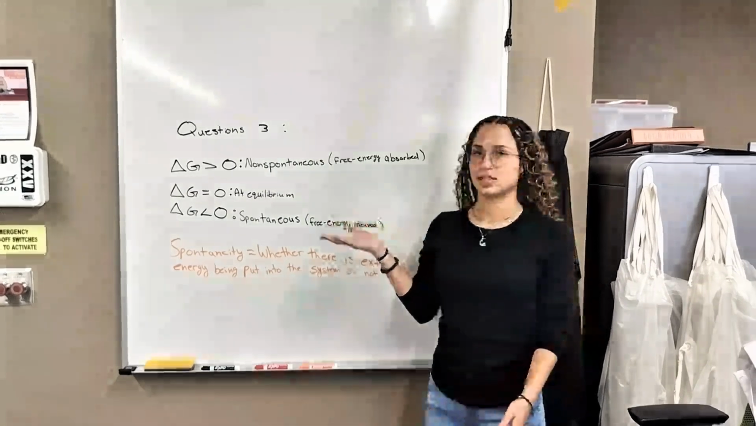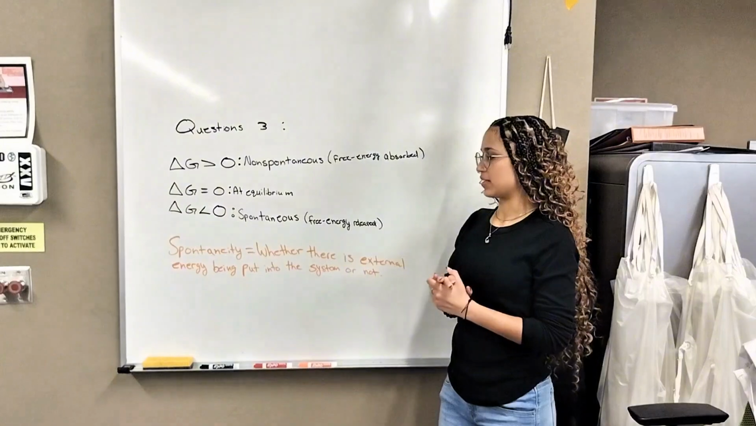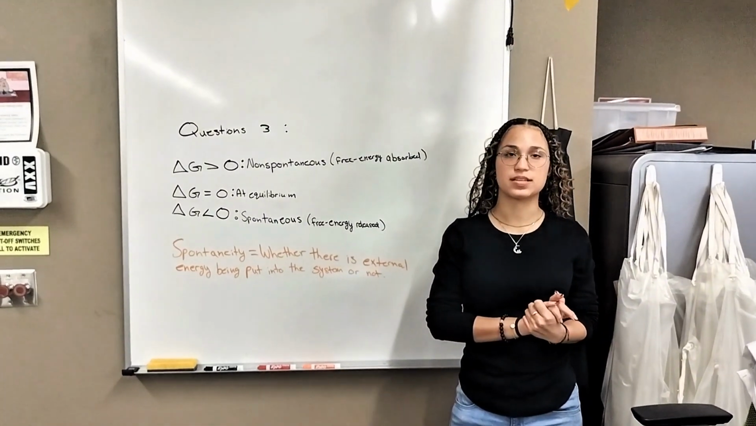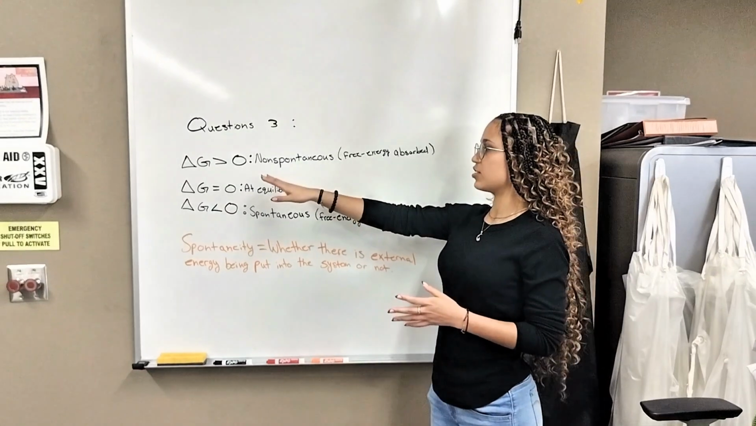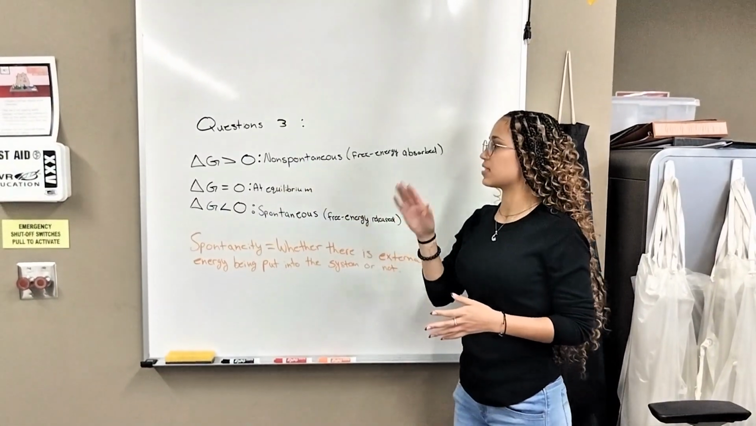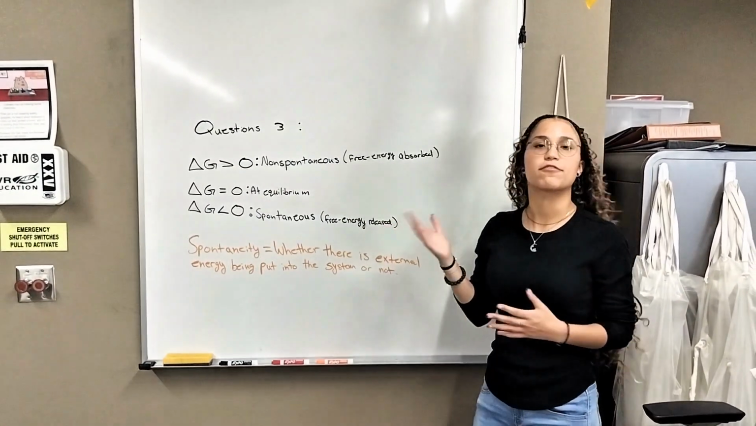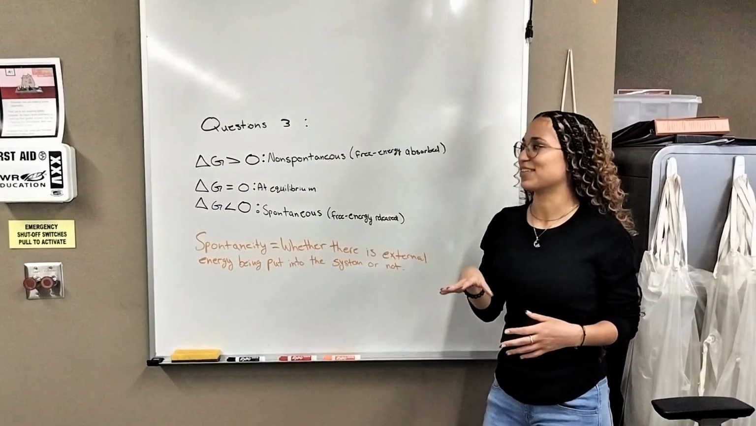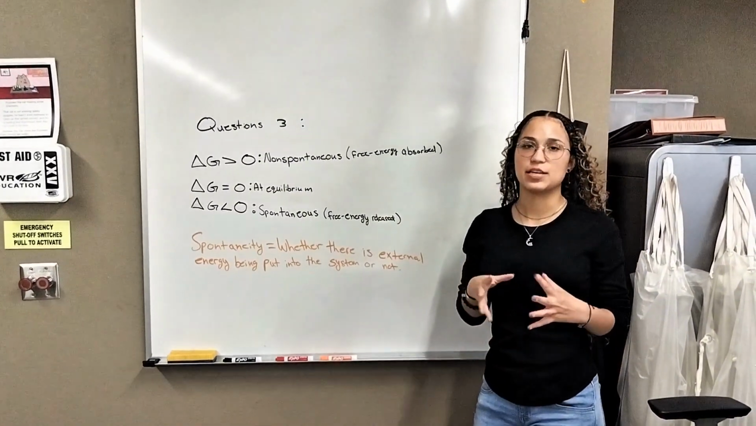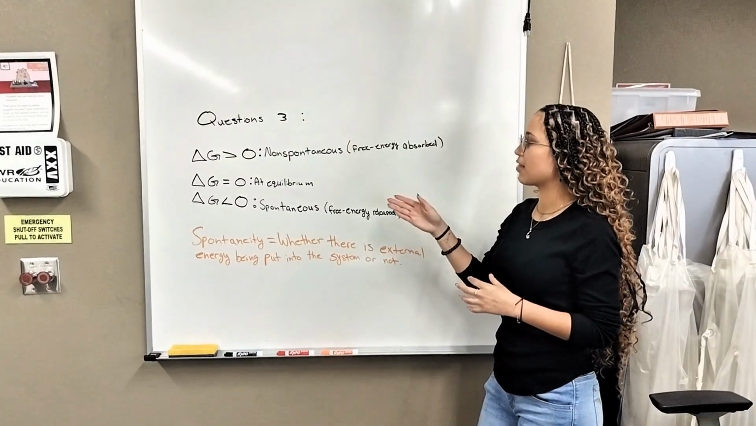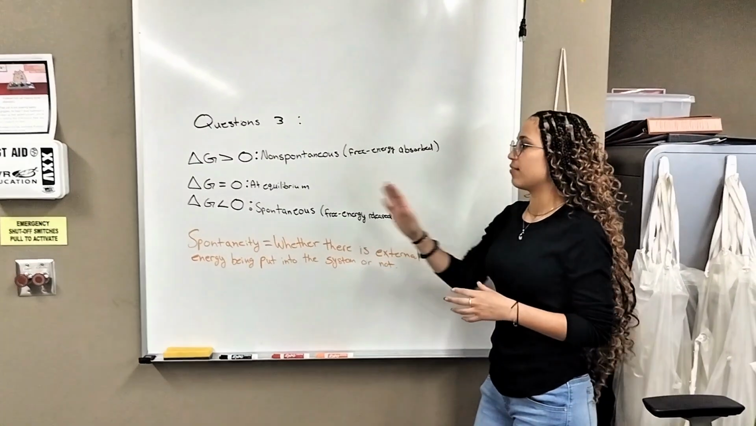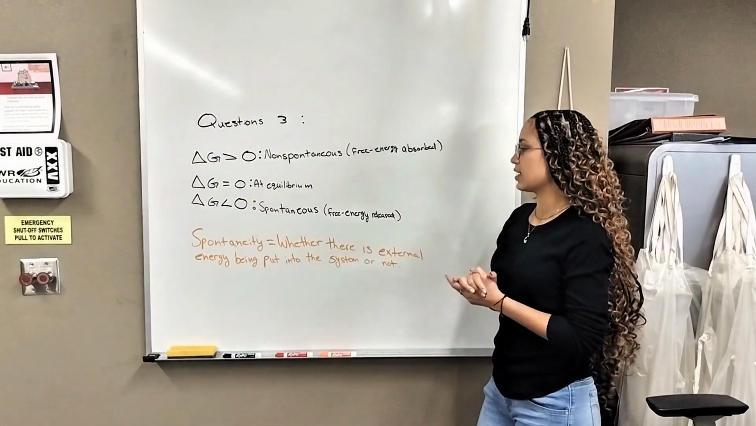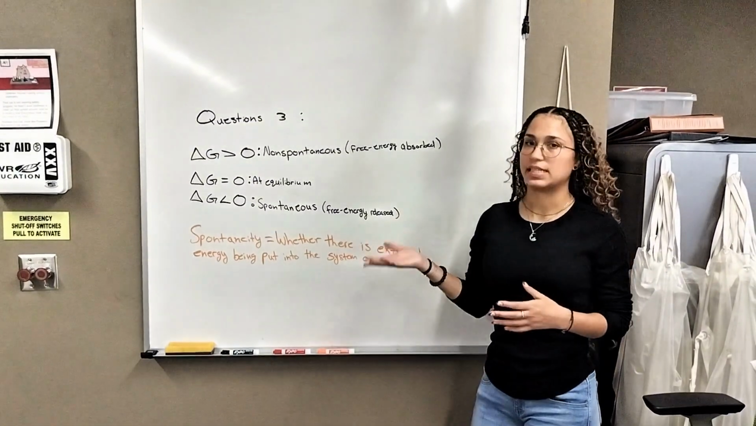Question 3 is all about delta G. Delta G indicates spontaneity. Spontaneity is whether there's external energy being put into the system or not. If delta G is greater than 0, then the system is non-spontaneous, meaning that free energy is absorbed. If delta G equals 0, then the system is at equilibrium and energy is neither being absorbed or released. If delta G is less than 0, then the system is spontaneous. This means that free energy is being released.